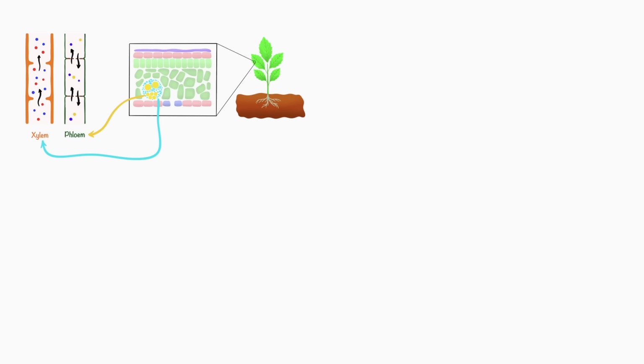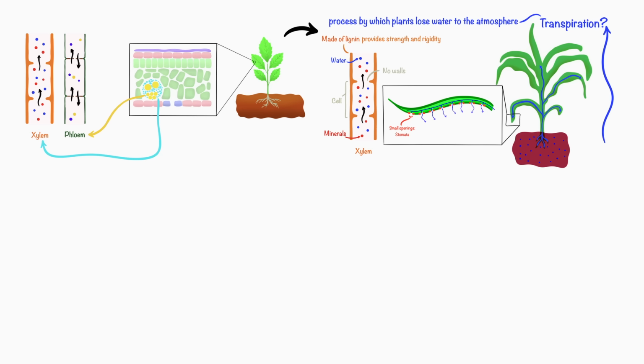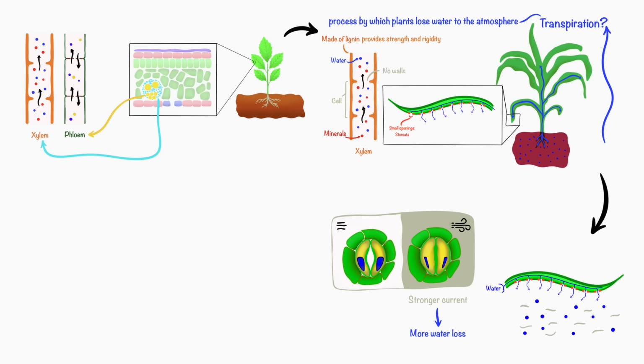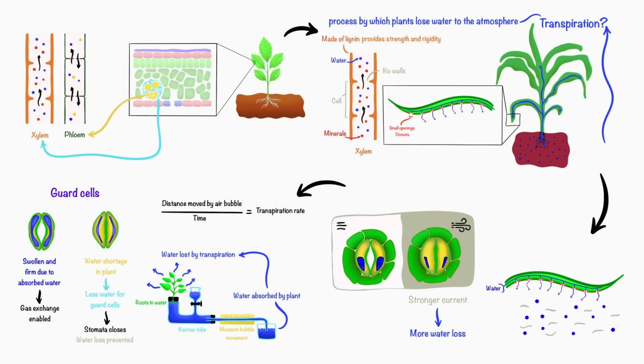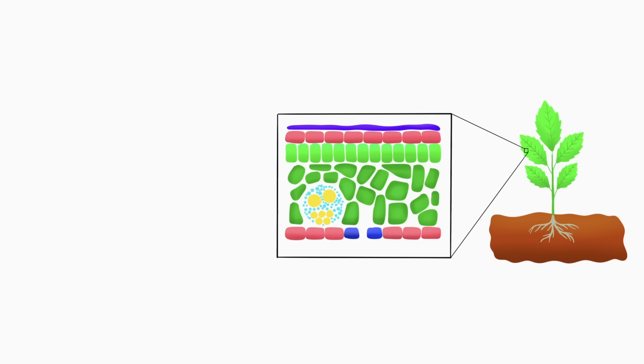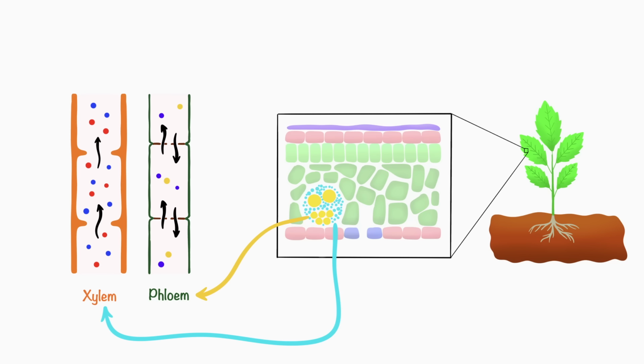Today we're learning about Xylem and Phloem transport systems, how transpiration drives water movement through plants, how factors like light, temperature, airflow, and humidity affect transpiration rates, and finally, how guard cells control stomata to regulate gas exchange and water loss.